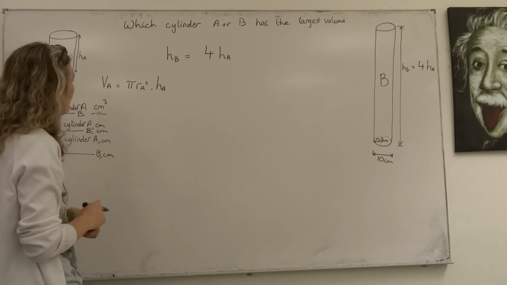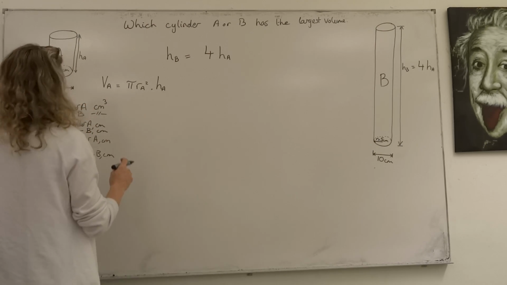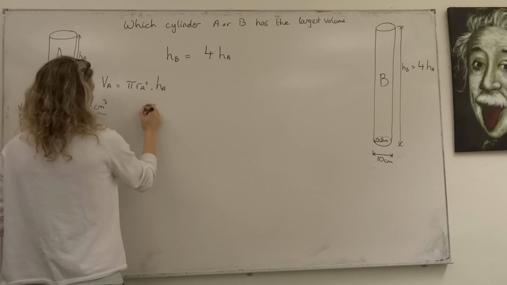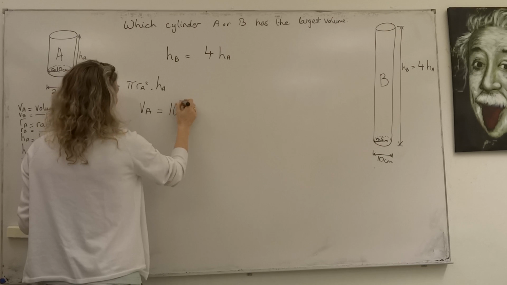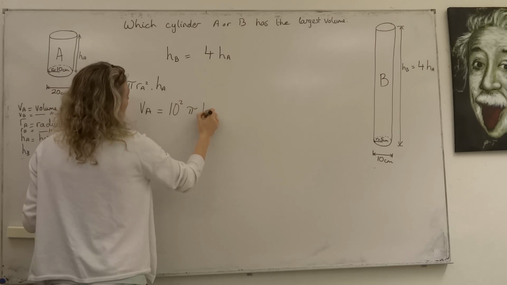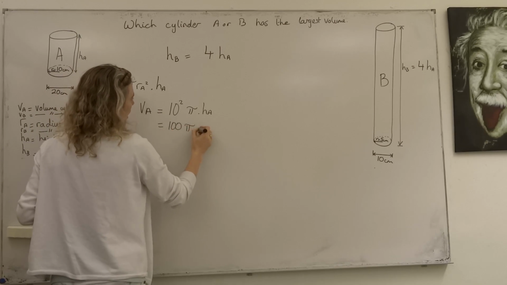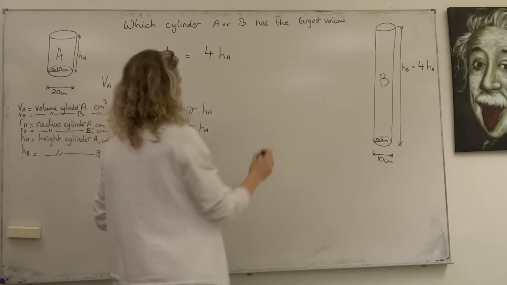Okay, so if we know that the volume of A is pi r squared times H, we actually know that the radius of A is 10 centimetres. So let's put some numbers in here now. Volume of A is going to be 10 squared times pi times HA, which is going to be 100 pi times HA. Let's look at volume of cylinder B then.